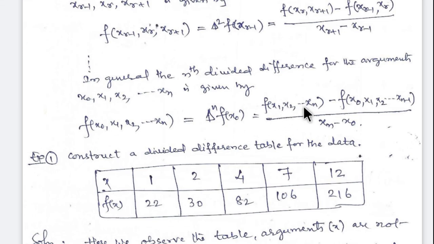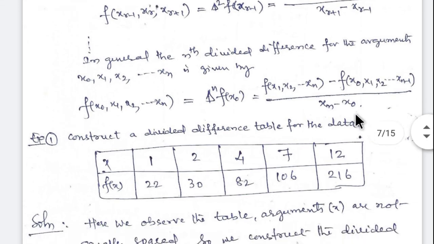Similarly, by seeing the above nature, f of x1, x2, etc., xn, which starts from x1, minus f of x0, which starts from x0, x1, x2, etc., up to one less than xn, that is xn minus 1, divided by xn minus x0.